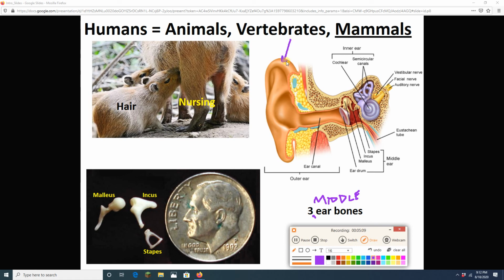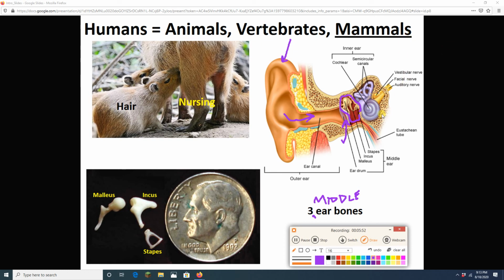All right, there's the ear that you know and love. Here's the part where you might stick a Q-tip right in there. There's the eardrum right there. If you go beyond the eardrum, right in this region right here, that is the middle ear. And there are 1, 2, 3 bones. They're tiny. They're smaller than Roosevelt's head here on this dime. The 3 bones are called the malleus, the incus, and the stapes. So we have 3 middle ear bones in each ear. We have hair. We make milk. We nurse our young with mammary glands. Mammals. There's a connection there.